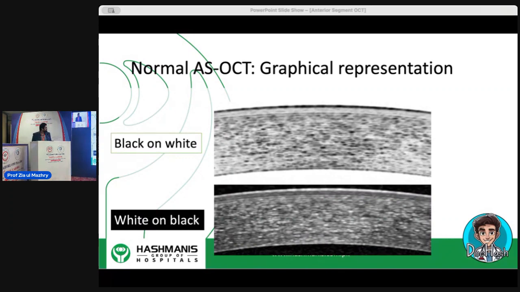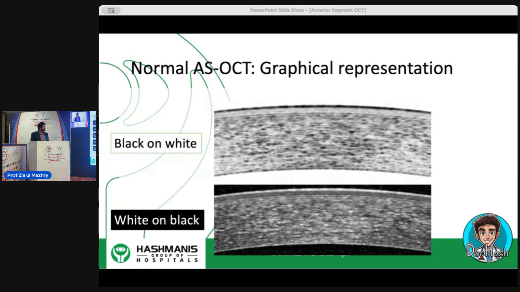Then we have ways of representing the image on the OCT. This is not so important in the posterior segment, but in the anterior segment it becomes very important, as you will see in the next few cases. There are two ways of representing the image: black on white and white on black. We are very used to white on black, but black on white sometimes exaggerates pathologies that you miss on white on black. You'll see in the next few slides when I show you that it does exaggerate.